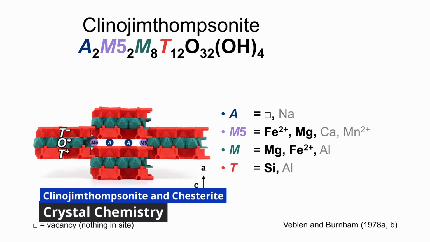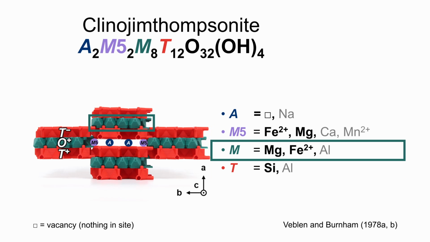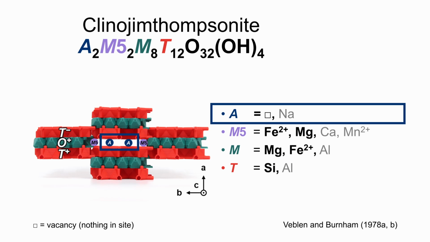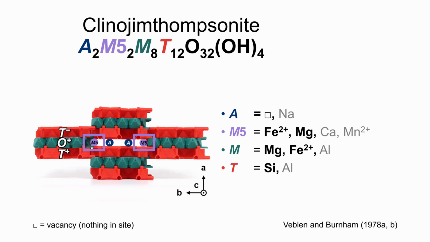In the structure of Clinojimthompsonite, the T sites are occupied by silicon, whereas the M sites within and bordering the O modules are occupied by magnesium and iron. Finally, the spaces between the modules are mostly empty. It's similar for Chesterite, except that Chesterite has 2 different types of sites bordering the O modules, the MD4 and MT5 sites, whereas Clinojimthompsonite only has the M5 site.